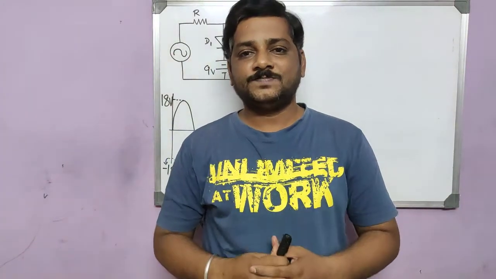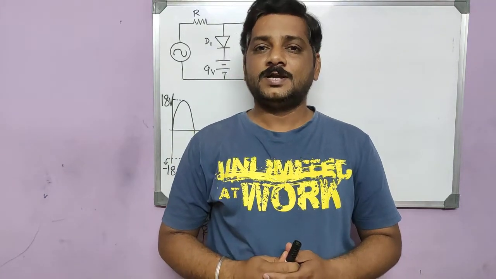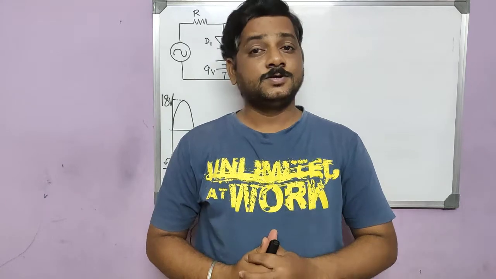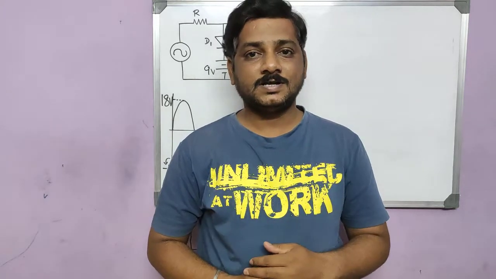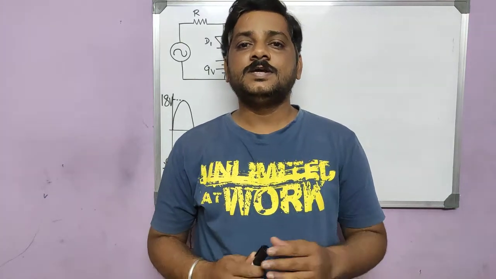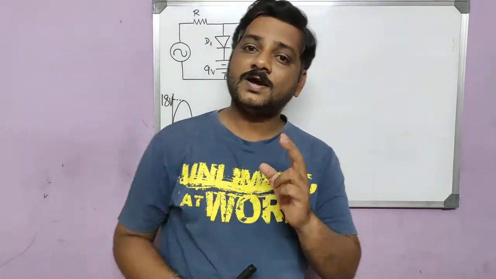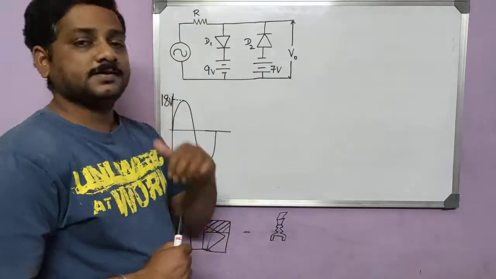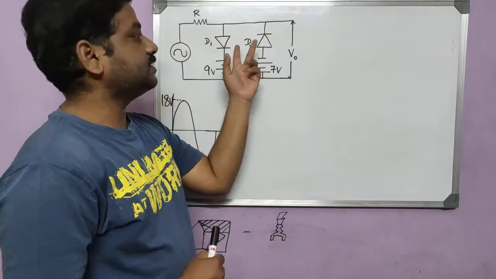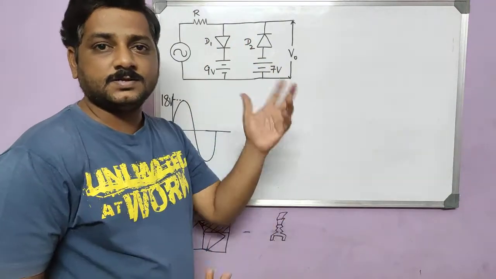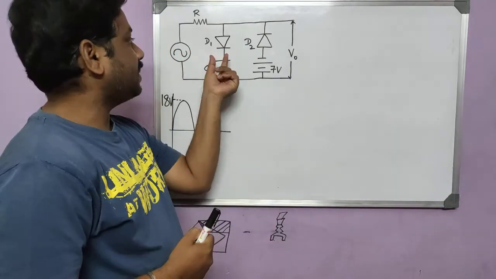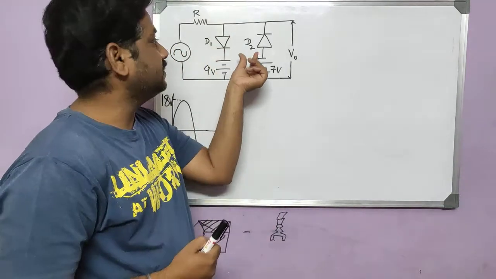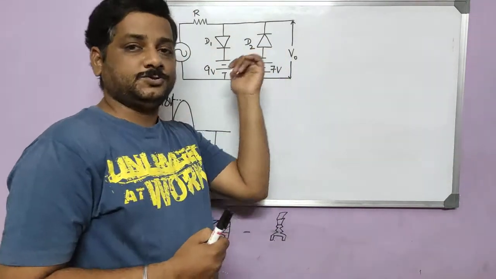In this session, today we will discuss the double-ended clipper circuit, which can also be named the two-way clipper circuit. Here, as the name indicates, we will have two diodes connected in parallel to the supply. But the positions of the diodes may vary. Now I have taken one diode in this position and the other diode is opposite to that.